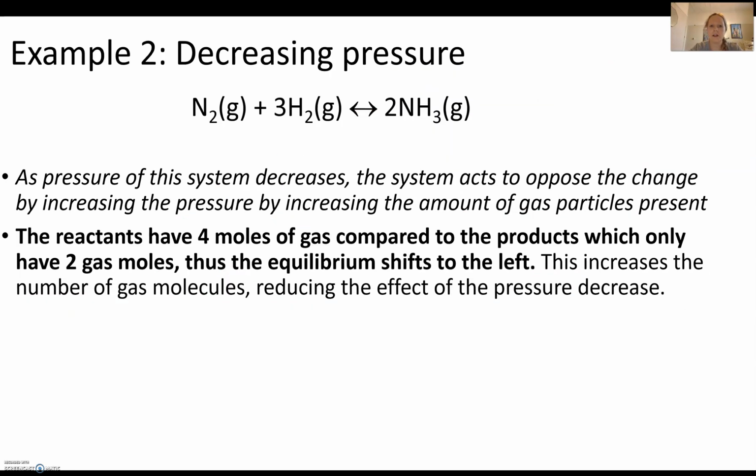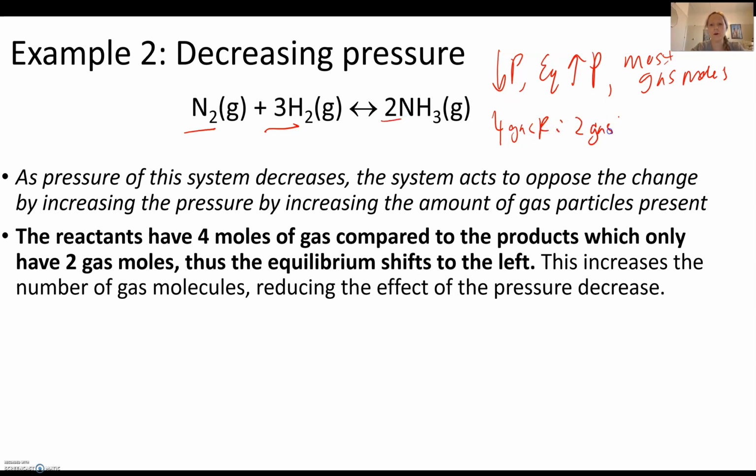Here's another example. This one's really common. Let's say that we decrease the pressure. We know that the equilibrium will shift immediately to do the opposite, to increase the pressure, and it'll do this by favouring the side with the most gas moles. Now, 1 gas mole plus 3 gas moles makes 4 moles of gas on the reactant side to 2 moles of gas on the product side.